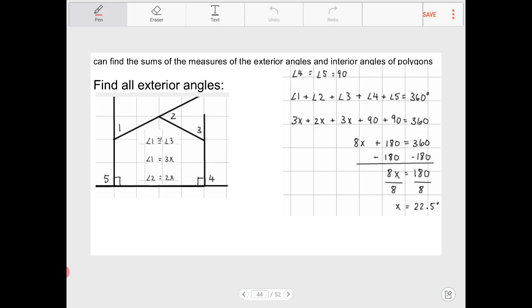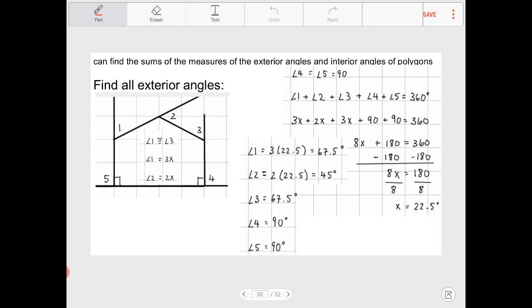So the goal here is to find all exterior angles. Well, 4 and 5 are already known. They're both 90 apiece. Now it's just a matter of figuring out angles 1, 2, and 3. So angle 1 is 67.5. Angle 2 is equal to 45. Without doing any work, I know that angle 3 should also be equal to 67.5. And then angle 4 and angle 5 are both 90 apiece.